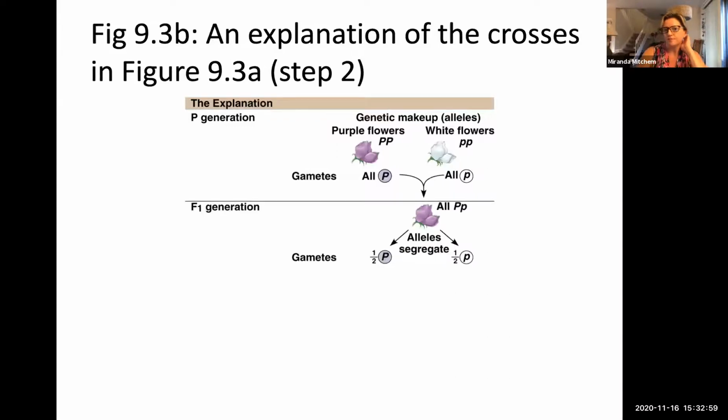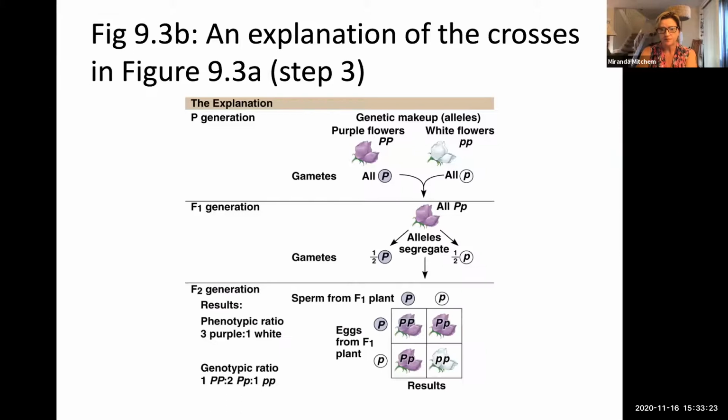Let's run through it again. Now we're looking at an alternate explanation of the crosses. Here we have the same setup. We're taking a purple flower and a white flower and mating them to produce the F1 generation. So these would be big P and little p. That's not new. That's what we saw previously. And then we get our 3:1 ratio.